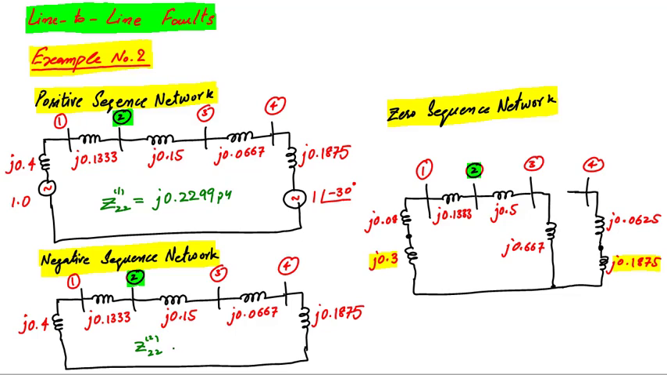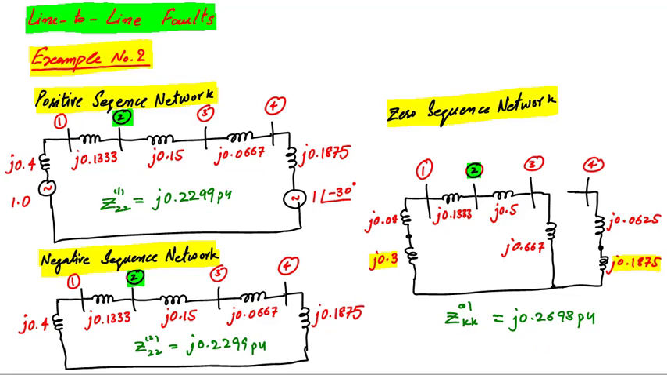The same is the case for the negative sequence network, no need to do it again. Just write the result directly here: j0.2299 per unit. Now for zero sequence, the Thevenin impedance between bus 2 and reference ground will be the series combination of these two reactances in parallel with the series combination of these three reactances. That value when calculated is equal to j0.2693 per unit.